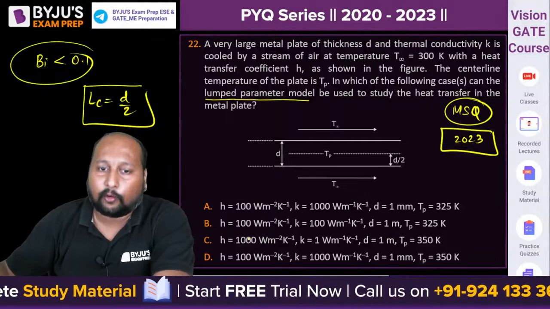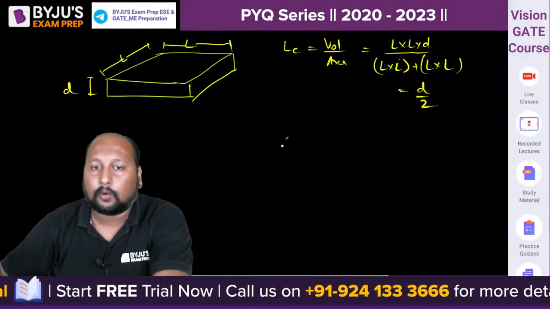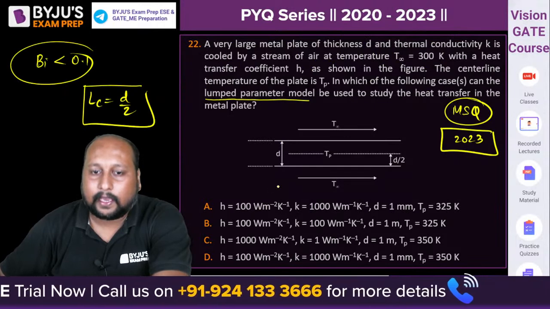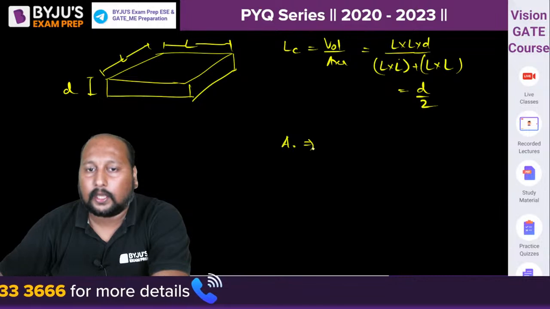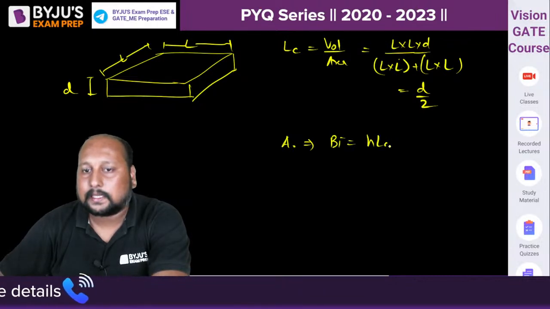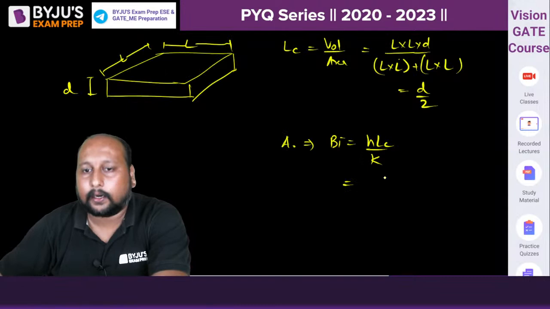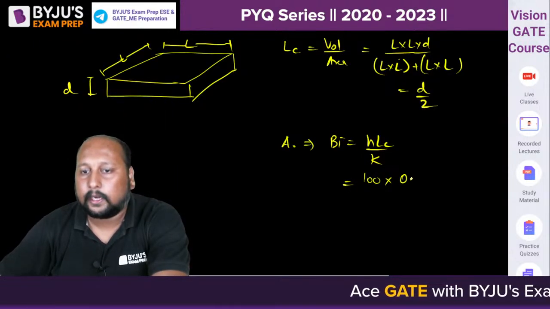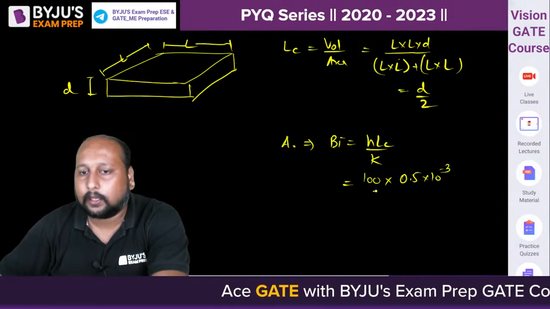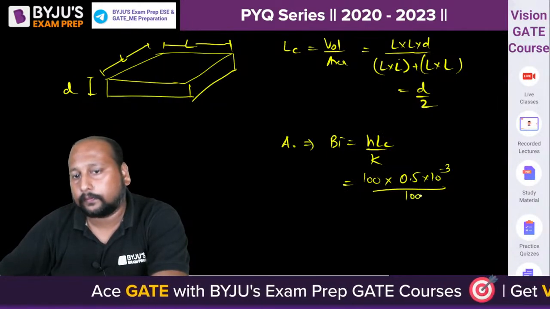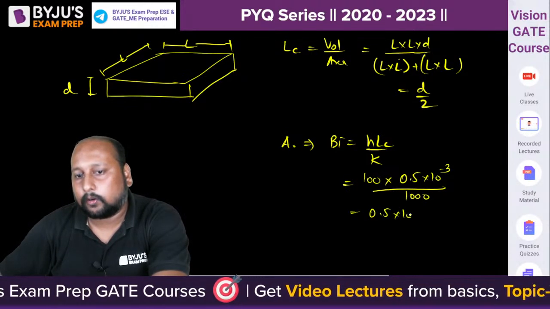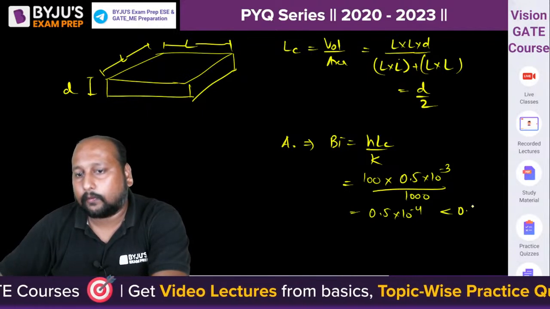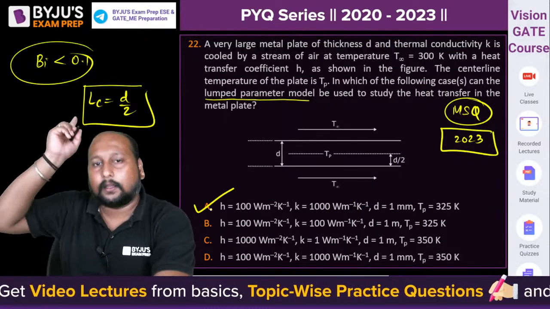So now we have 4 options. We calculate the Biot number one by one. At option A, we have H equal to this, K equal to this. D is 1 mm. So for option A, Biot number is equal to h Lc by k. H value is 100, into Lc is D by 2, D is 1 mm, so 0.5 into 10 to the power minus 3, divided by k value 1000. This is 0.5 into 10 to the power minus 4, less than 0.1. So this is a lumped parameter.